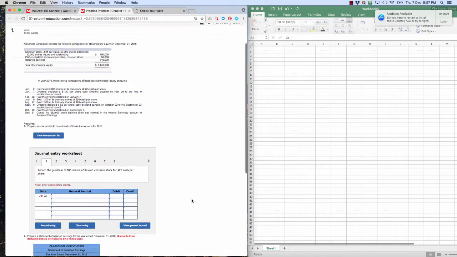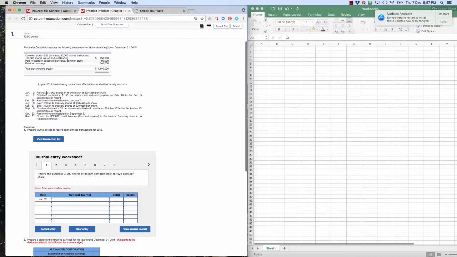And let's get started. The first thing it gives us is parts of the statement of stockholders' equity from the previous year. So we can see that they've got common stock, and it's $25 par value. They've authorized 5,000 shares to be sold, but they haven't sold them all. They've only sold 30,000. They sold them all and they're outstanding. So this value here is $25 per share times 30,000 shares.